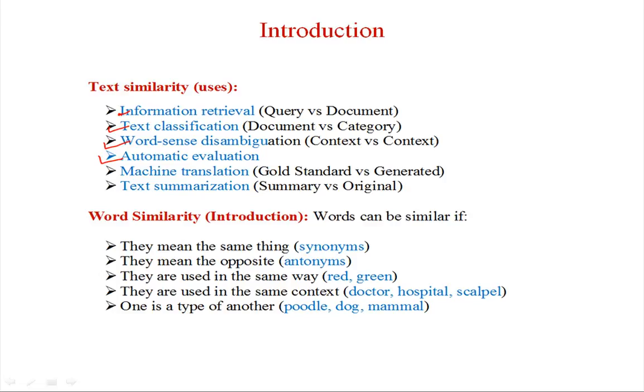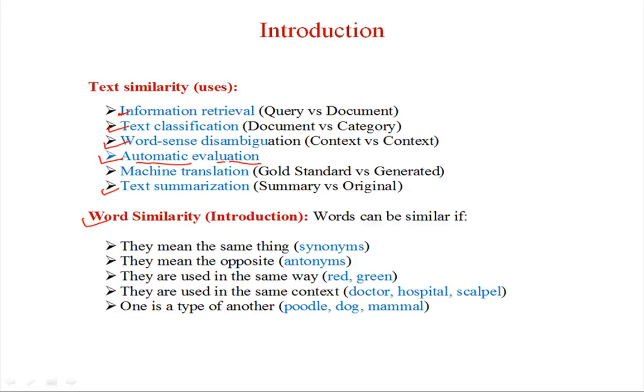Automatic evaluation: we can use semantic similarity for automatic evaluation of summaries or the like. Machine translation: by using similarity measures, we can check whether the output matches the gold standard or not. And in text summarization, we can use the similarity measures to get our semantic score in generating the summary, and also in identifying duplicate but differently worded, or similar, words.